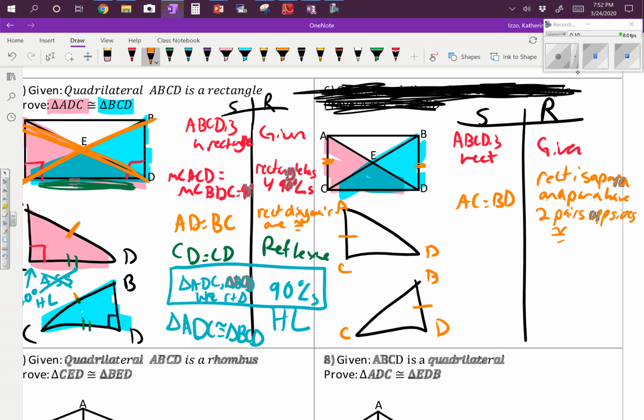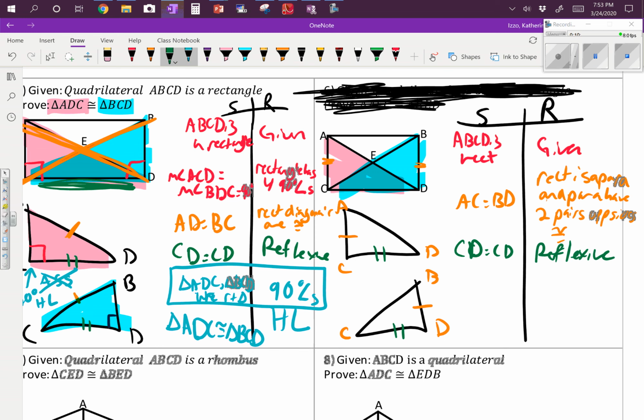Be careful though. It also gives me AB is equal to CD, but I don't want those. I do not want CD to equal AB. I want CD to just be CD. In that case, we're going to go back to the reflexive. So CD equals CD by reflexive.